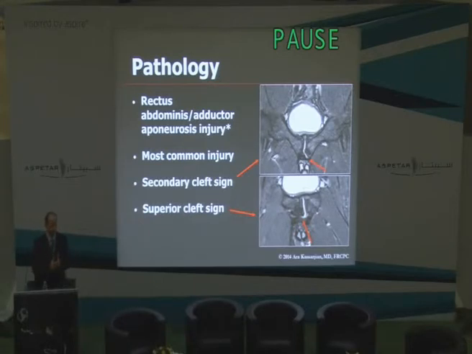Originally, we thought the secondary cleft sign was a tear of the common adductors at their origin. Now with the superior cleft, maybe the superior cleft is more related to the adductor longus, and the secondary cleft is more related to involvement of the short adductors, such as the brevis. That's not clear. This is relatively new material, and I think it needs to be looked at more closely.